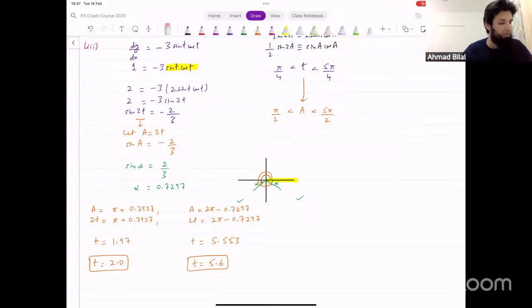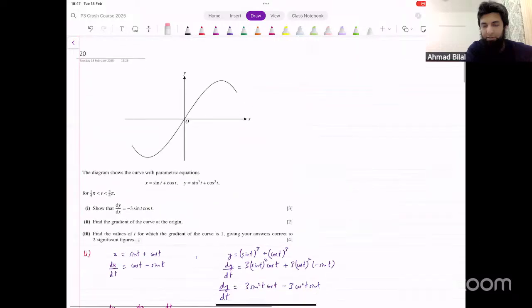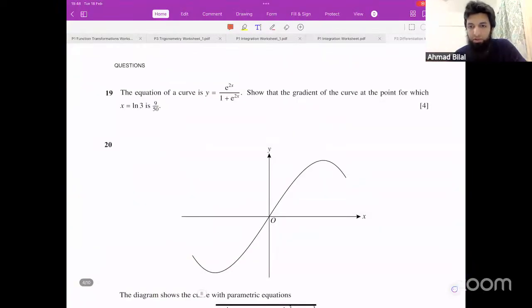Okay, is this all right then? Those of you who asked about this question, are there any problems? Okay, let's look at the next one now. This was question number 20. Let's look at the next one.